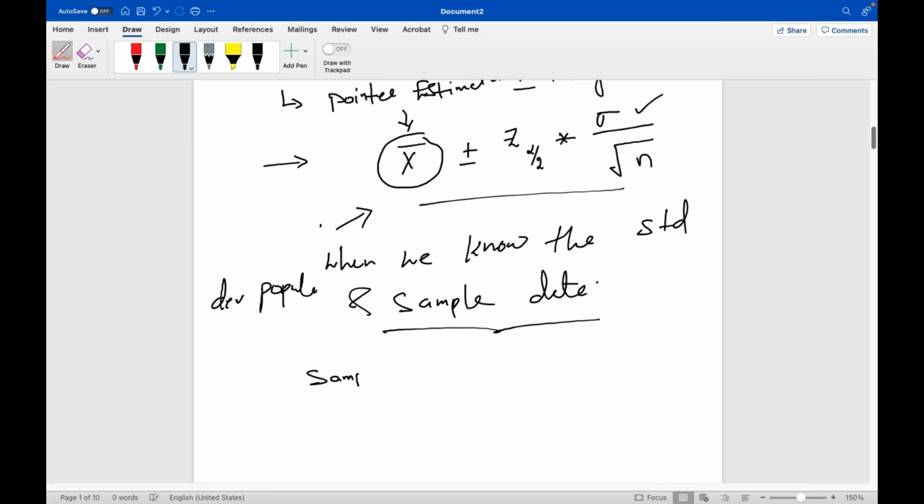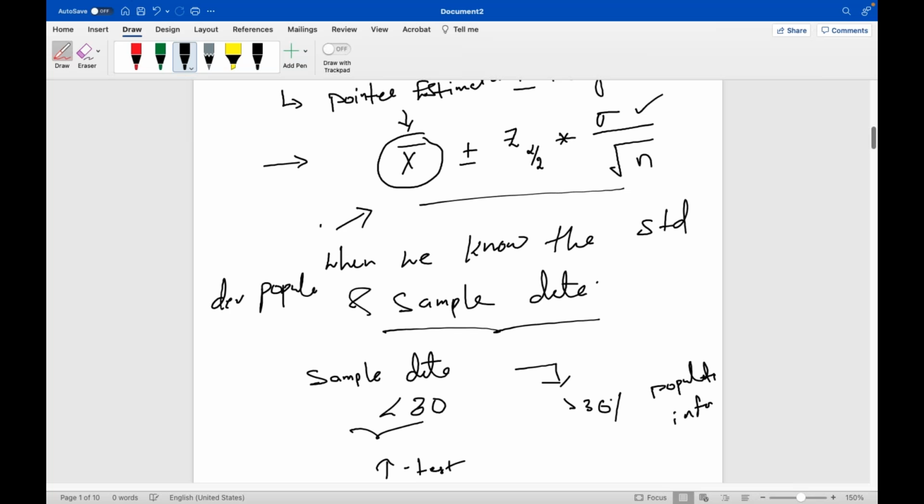For example, the sample data could be less than 30 records. When we have less than 30 records, in that situation we can go with the t-test. And when we have more than 30 records, and moreover we know some population information, at least the standard deviation, in that situation we can go with the z-test for solving confidence interval values. I hope you understood, right?